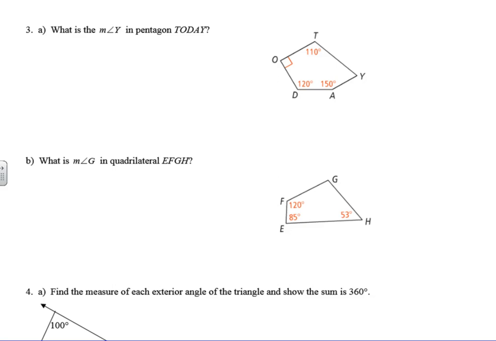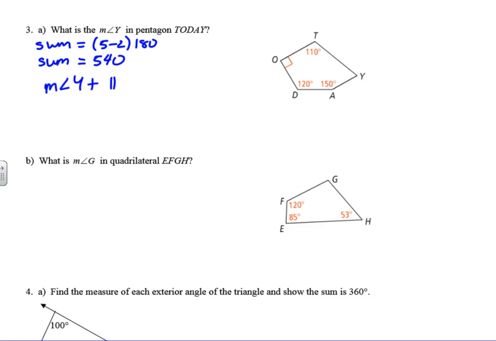All right, so some other types of application questions that we have with this. What is the measure of angle Y in the pentagon? Okay, so in order to figure out what Y is, we need to know the sum of the pentagon. So the sum is going to be 5 minus 2 times 180. So 5 minus 2 is 3. 3 times 180 is 540.